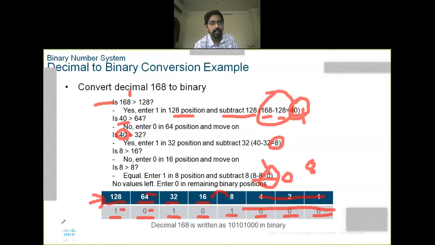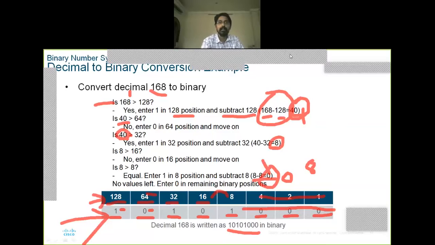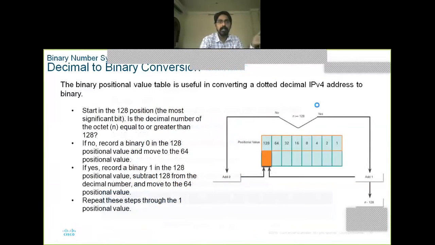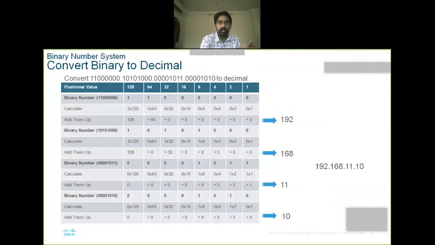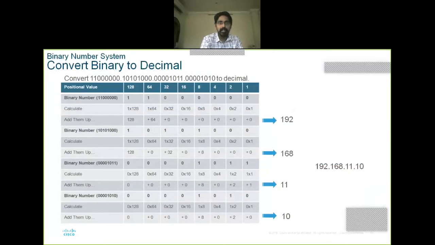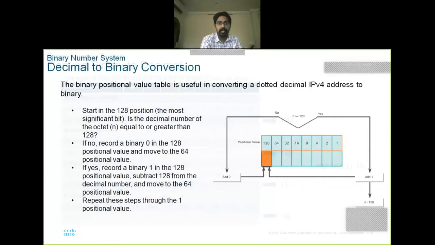So now look at this output: 1010100. This is the final binary number. So for the given decimal number 168, the binary number is 1010100. This is the way we convert a decimal number to binary. We already saw binary to decimal conversion, which is this one, and the reverse process, decimal to binary, is this one.